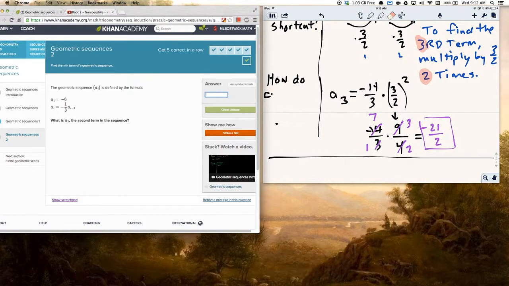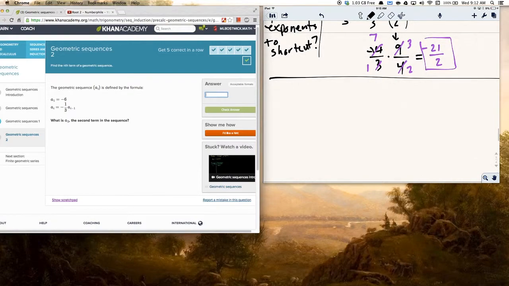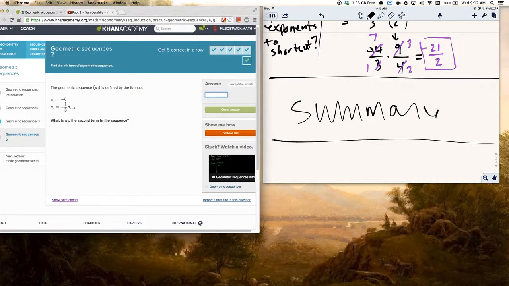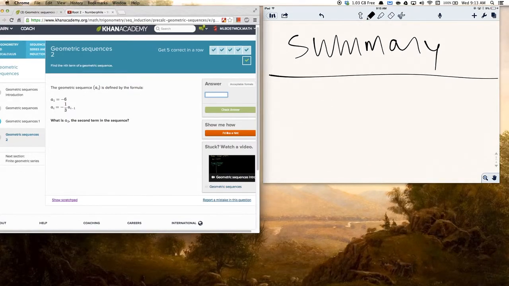Oops, I'm getting kind of confused in my writing here. How do you use exponents to shortcut? Okay, so I'll leave this area here for you to summarize later, what you need to fill in on your own. I'm going to go ahead and work a couple of example problems.